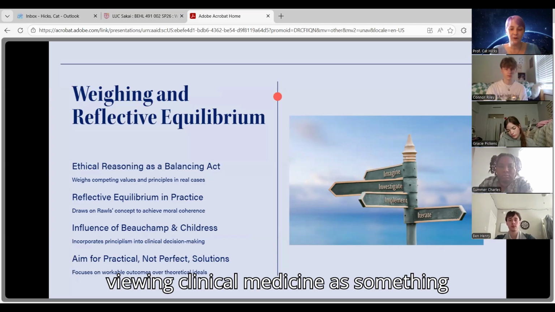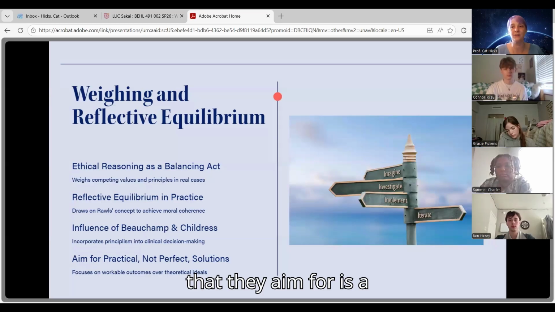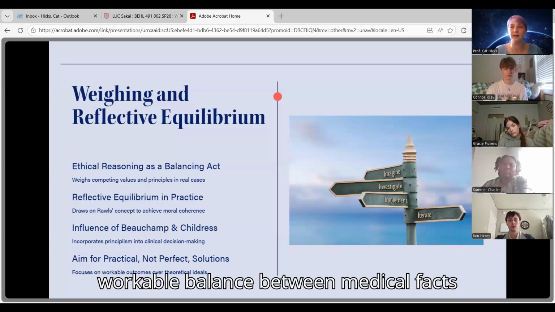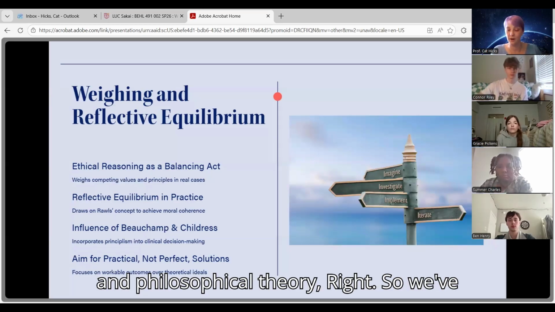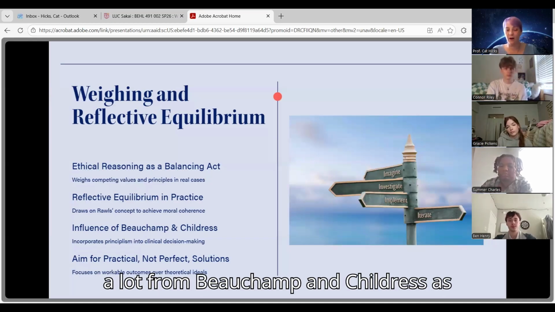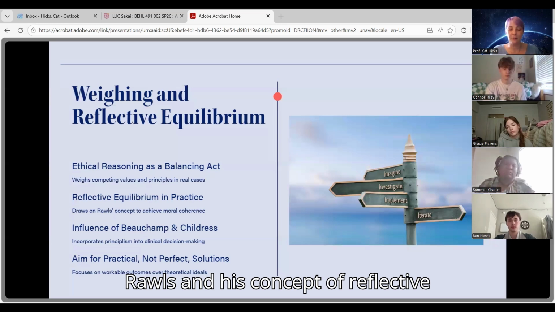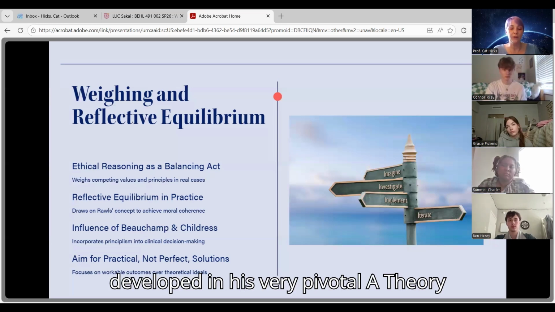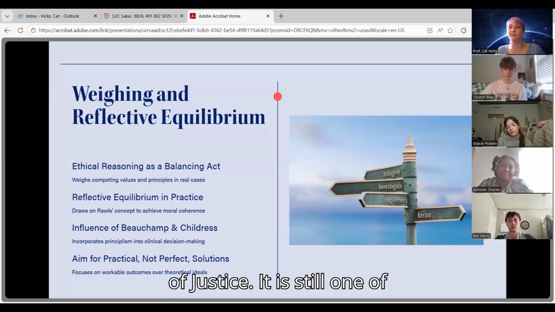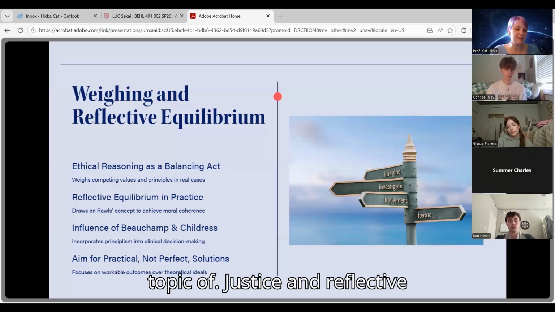They are viewing clinical medicine as something that is messy, and so all that they aim for is a workable balance between medical facts and philosophical theory, right? So we've seen this term balance and balancing a lot from Beauchamp and Childress as well. This idea echoes back to John Rawls and his concept of reflective equilibrium, which was initially developed in his very pivotal A Theory of Justice.